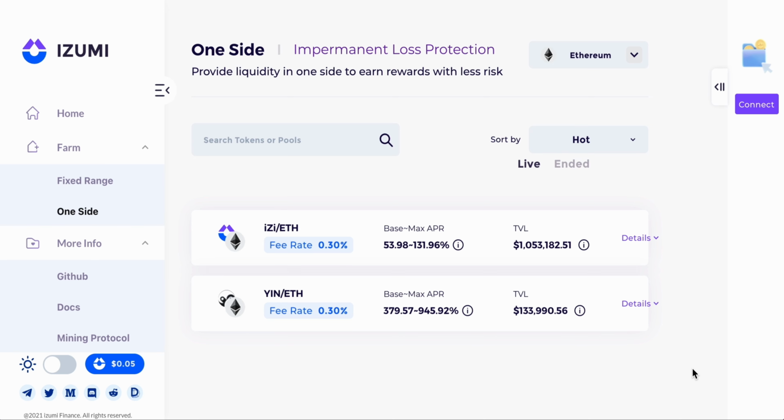If you are a DeFi miner and want to increase your income and your APR, please follow the one side and do more research for yourselves.